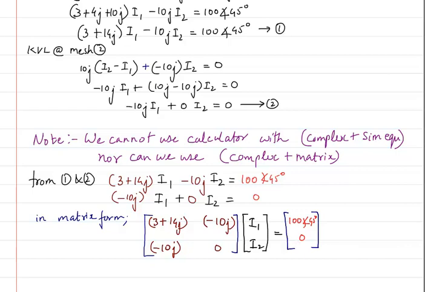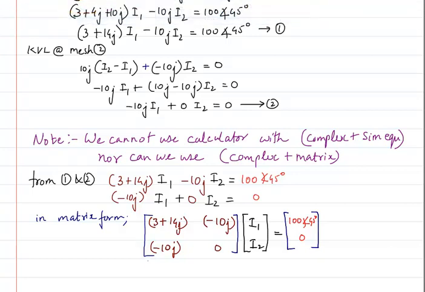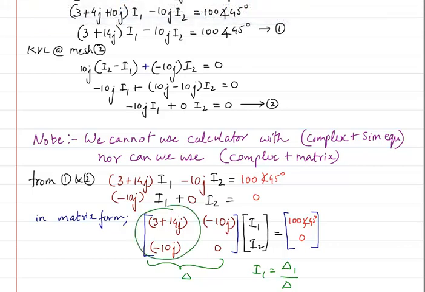Okay, now if you remember the determinant method, if you find out the determinant, this will be delta. And I1 will be delta 1 divided by delta, where delta 1 is you replace this one with this one. If you replace that and then you take the determinant, you will get delta 1.